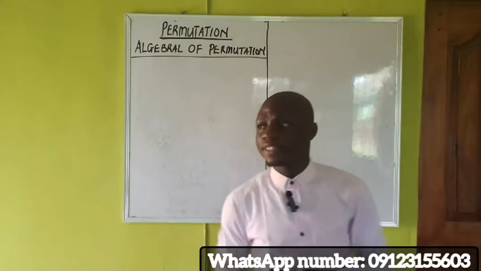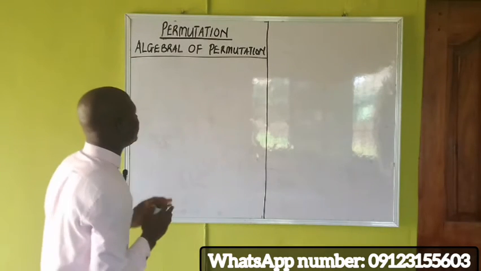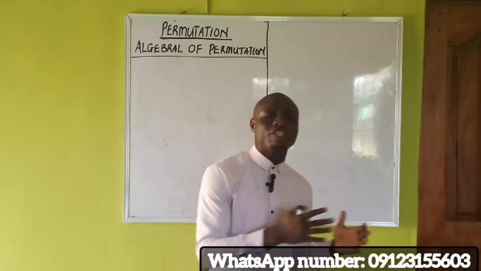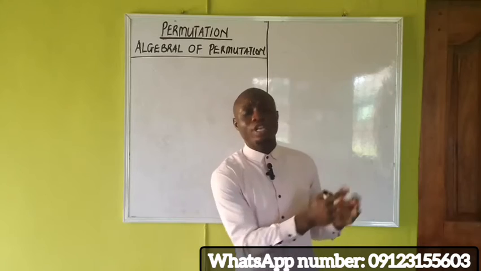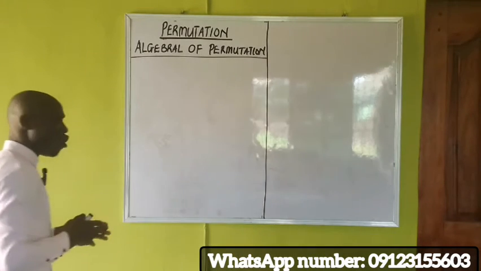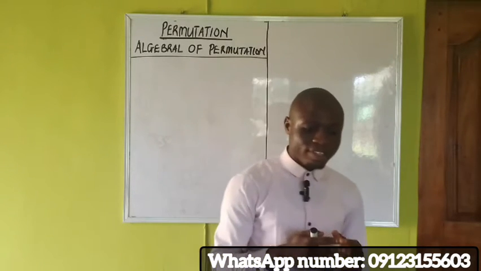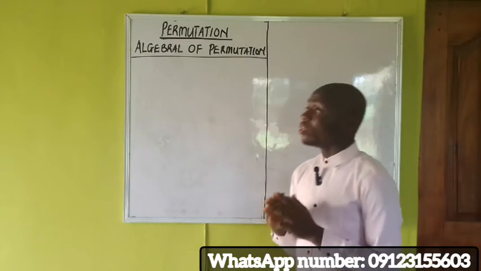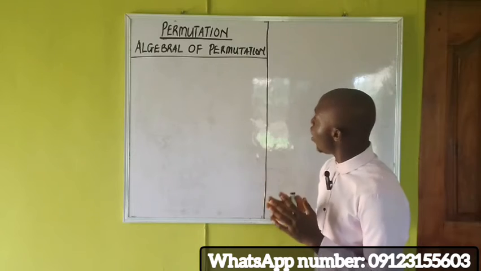Alright, let's look into the concept of algebra of permutation. Having understood the definition of permutation, and having taken an example of permutation, let's now consider another concept known as algebra of permutation. Let's take an example and see how we can solve it. Let's look at how we can understand the concept of algebra of permutation.